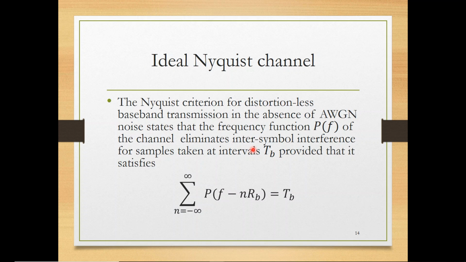What's the ideal Nyquist criteria? The Nyquist criterion for distortionless baseband transmission in the absence of additive white Gaussian noise states that the frequency function P of F of the channel eliminates intersymbol interference for samples taken at intervals TB, provided that it satisfies this condition. So you take your sample at intervals equal to TB so that you ensure you don't have intersymbol interference because of the adjacent pulses.